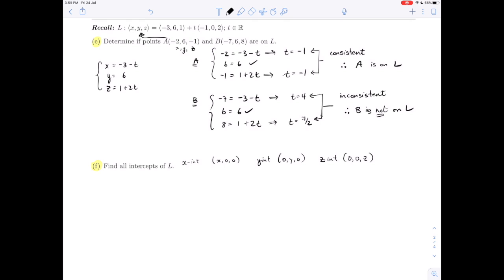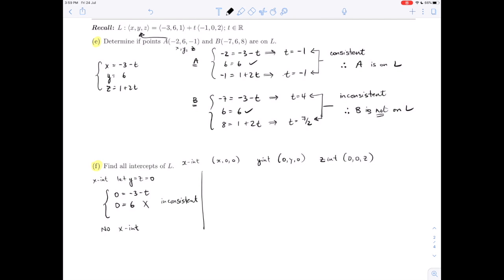So for the x-intercept, we are going to let y and z be 0. So if we plug those into the parametric equation form again above, we get 0 is equal to minus 3 minus t. 0 is equal to 6. Well, that doesn't work. I don't even have to do anything more. This is inconsistent. 0 certainly is not equal to 6, which means that there is no x-intercept.